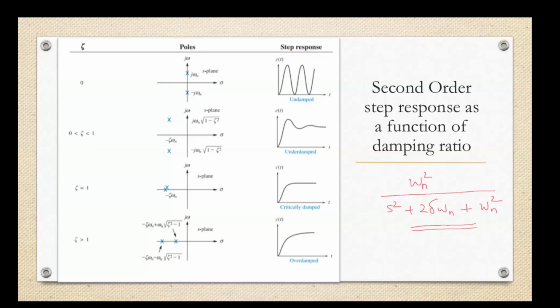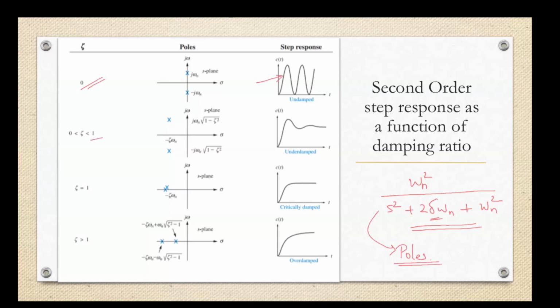So this is the standard form of a second order system. We have omega n squared divided by s squared plus 2 delta omega n s plus omega n squared. The roots of the denominator are called the poles. So based on the locations of the poles, there can be different categories of the system. When the delta value is 0, the poles are on the imaginary axis. That is why we have no damping in the oscillations. So the oscillations are maintained as they are.